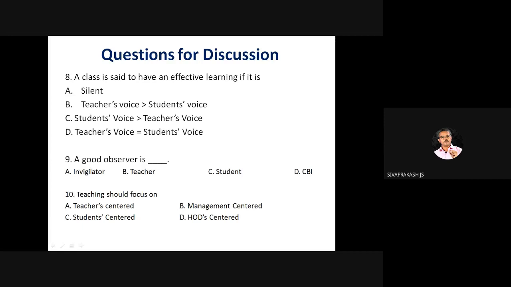Question number 14. A good observer does the following. Option 1, moves head with an accepting signal.